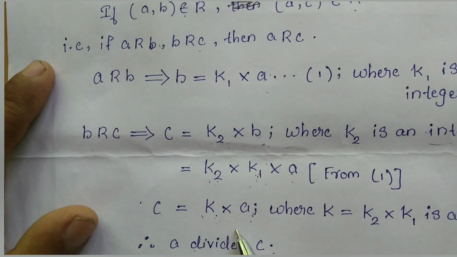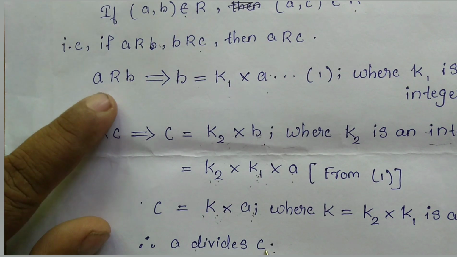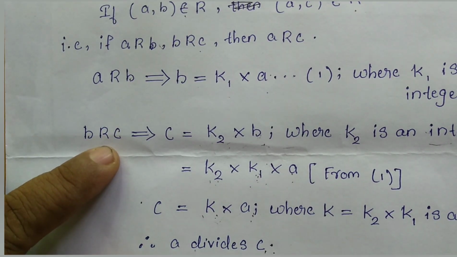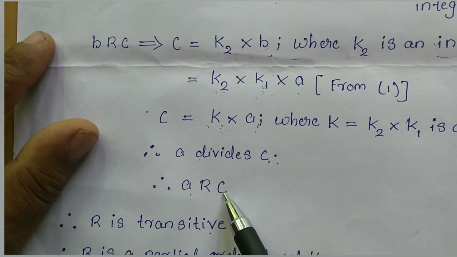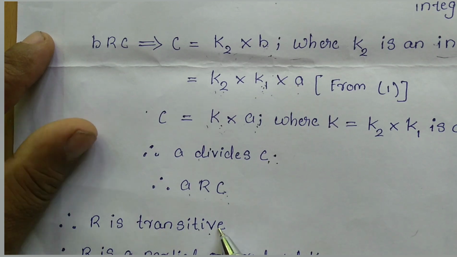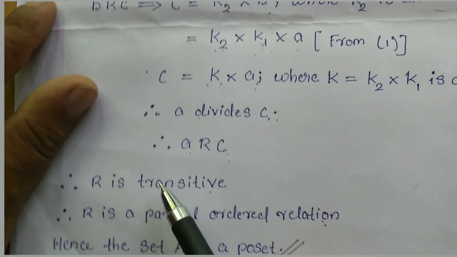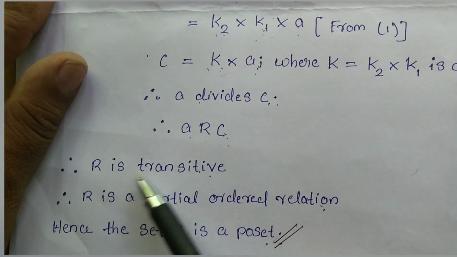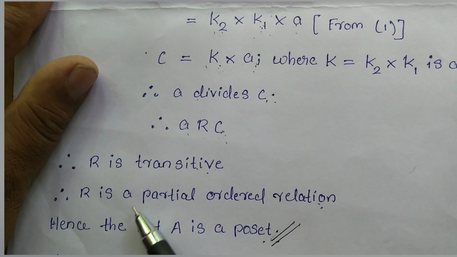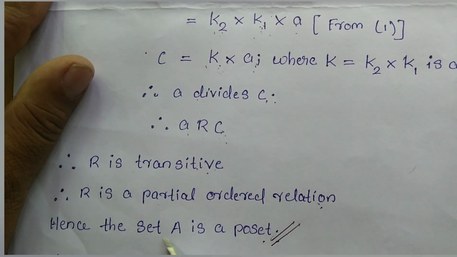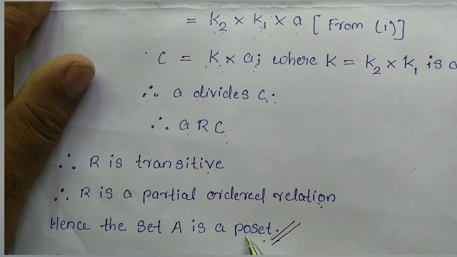And K is an integer, that means C is a multiple of A, that implies A divides C. So starting from A related to B and B related to C, we finally conclude that A is related to C. Therefore R is transitive. Hence R is a partially ordered relation. Since R is a partially ordered relation, the given set is a partially ordered set. That is, A is a partially ordered set.